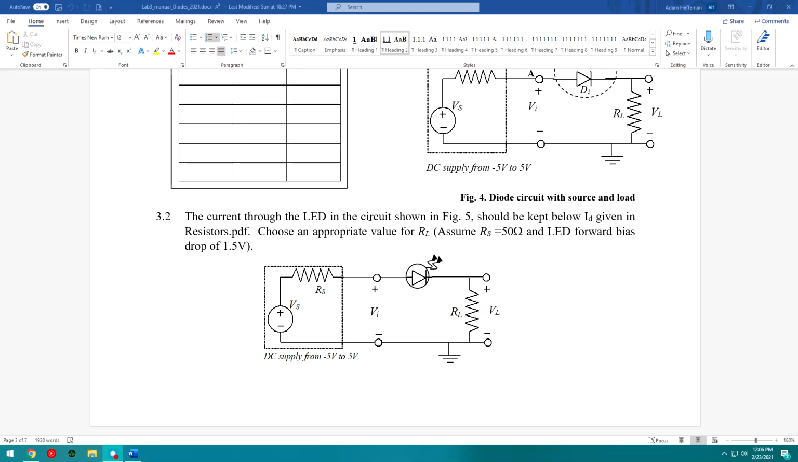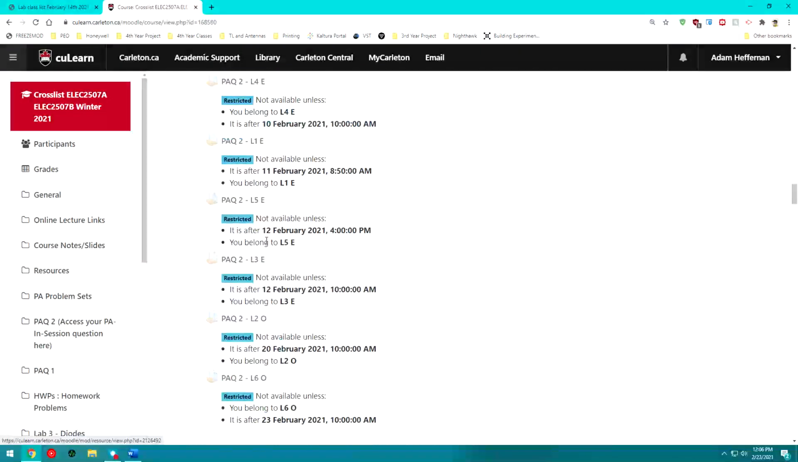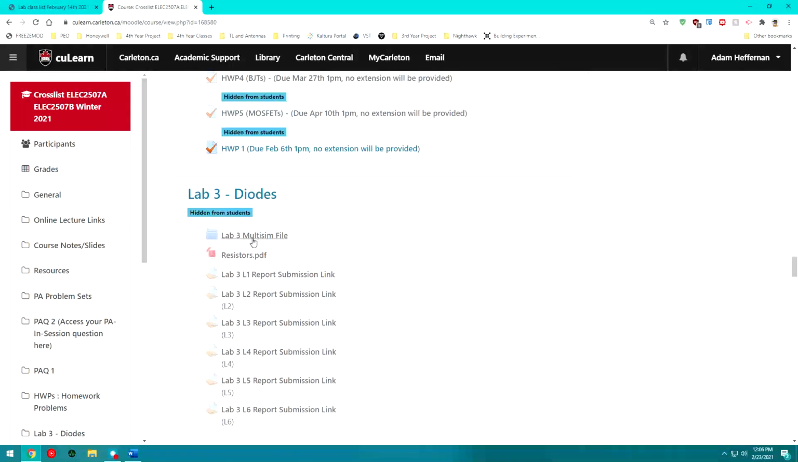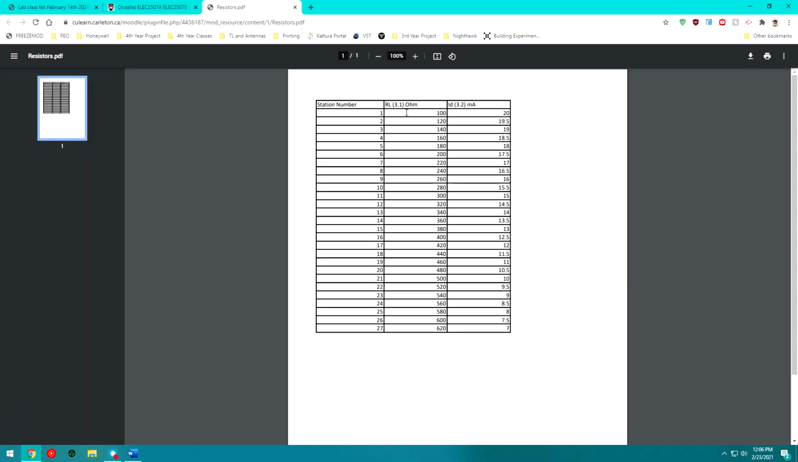Next, I want you to keep your current for 3.2 below the ID value given in resistors.pdf. So let's go ahead and open those up. If I go into the lab 3 section, I can download the resistors.pdf file along with the lab 3 Multisim file. I'll open that in a new tab, and I will download the Multisim file, which I already have on my computer. So if I'm on station number 1, I'd be working with an RL of 100 ohms for 3.1. And for 3.2, I'd be working with an ID that I want to keep under 20 milliamps.